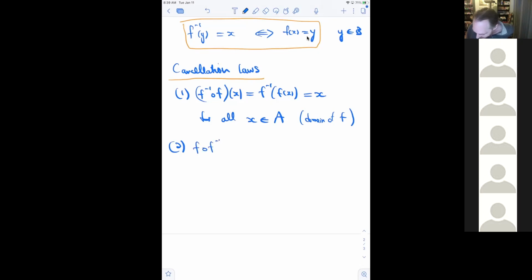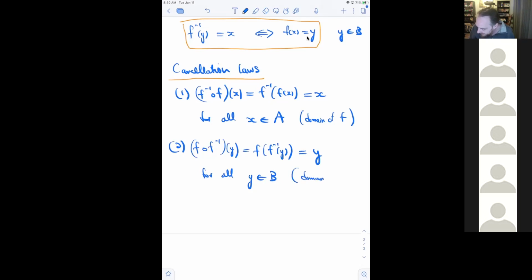If I have f following f inverse of a point y, I change this. A lot of the books will put x in both cases. Yes, we're using x as the independent variable, but to make sure that you realize that it's a different domain, a lot of the time this will be, by definition, f of f inverse of y. And that is equal to y. So same thing, if I start in Europe and then I come to North America and then I take it back, then that will end up in the same spot. This is for all y in B, the domain of f inverse.